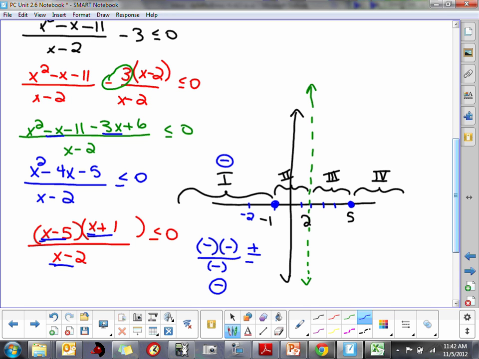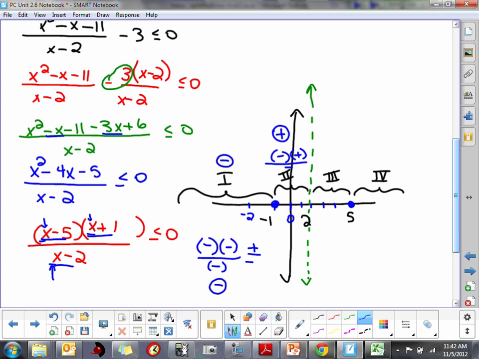So then in region 2, we're going to pick a number in between -1 and 2. I like the number 0. So if I choose 0, now I'm plugging in for every one of these x's a 0, and I'm just evaluating the signs. So that'll be a -5, so that's a negative. That'll be a +1. So it's negative times positive divided by a -2. So we're going to have a negative divided by negative, or we're positive in zone 2, or interval 2.